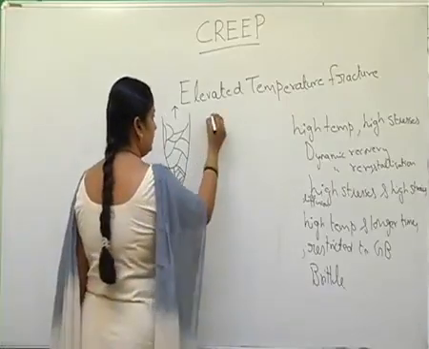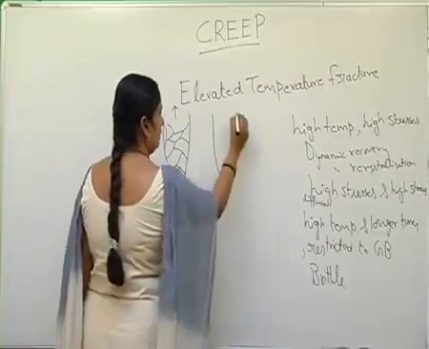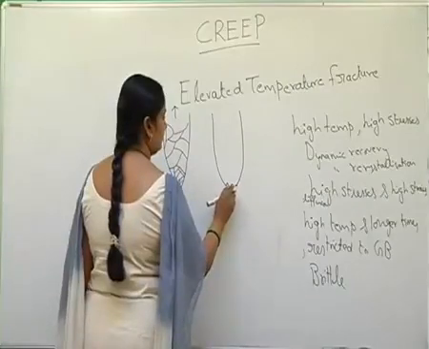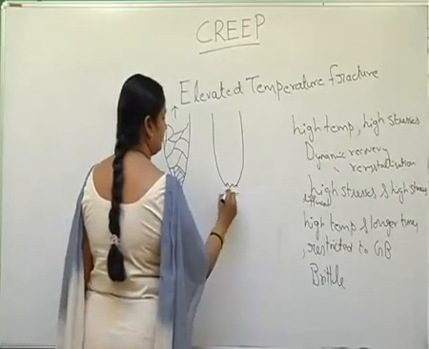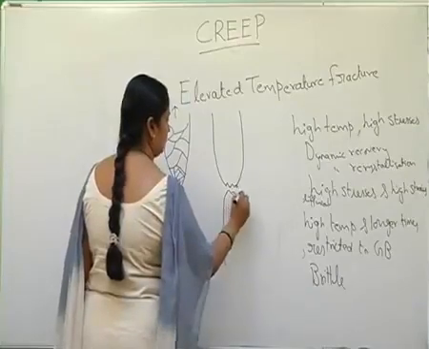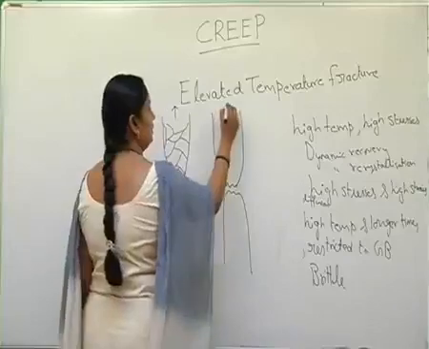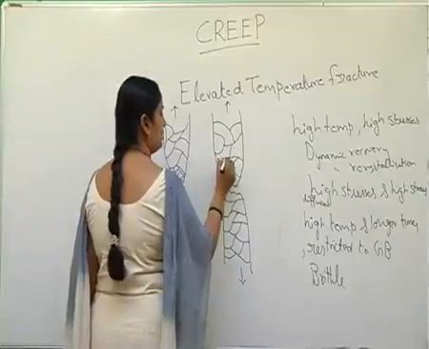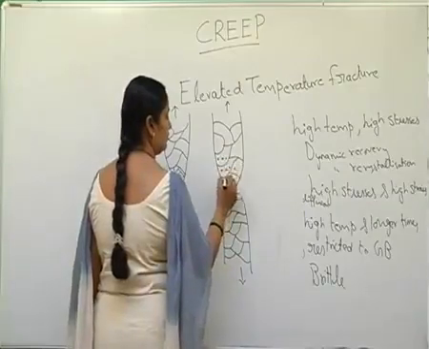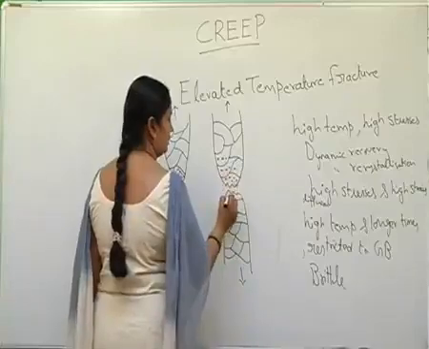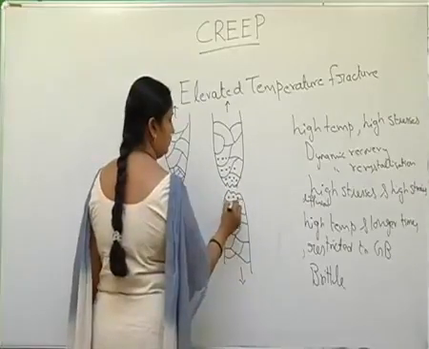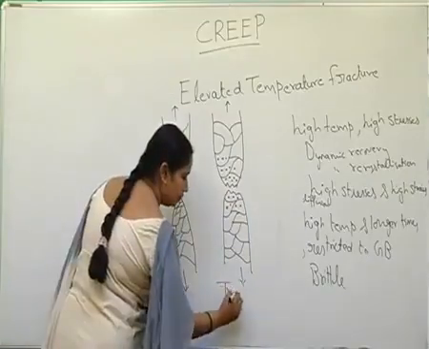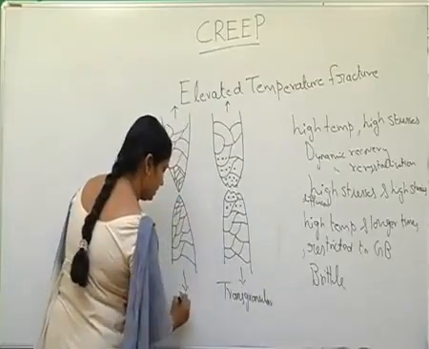Whereas the second type is the transgranular. It is also a ductile type of fracture, but the only difference is that this occurs at elevated temperature when compared to room temperature ductile fracture or dimpled fracture. So here the voids nucleate, and then these voids grow and finally lead to fracture. This is an example of the transgranular type of fracture, and this is rupture.